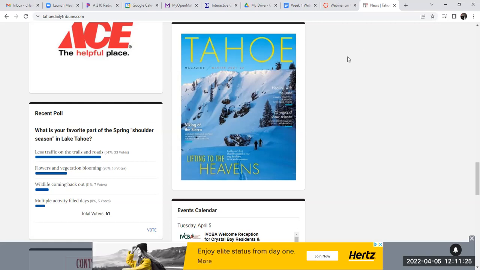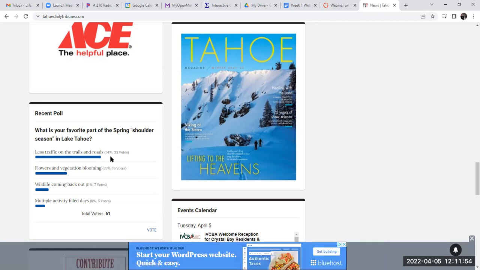Okay, so notice, look at this, less traffic on trails and roads, which is what you guys voted for, 54% of the votes. So can we say that for the people in Tahoe, over half, 54%, think that less traffic on trails and roads is the favorite part of the spring season, the shoulder season in Tahoe? Can we say that? What do you think?